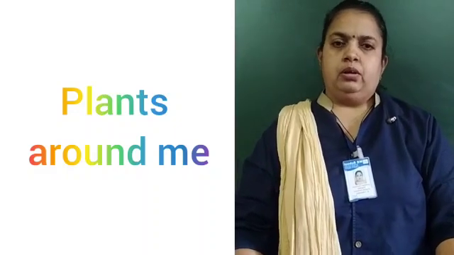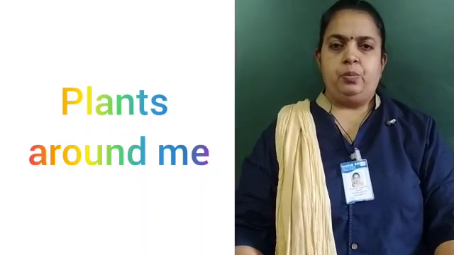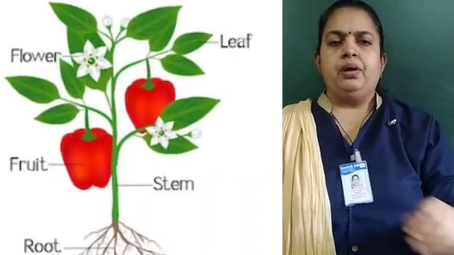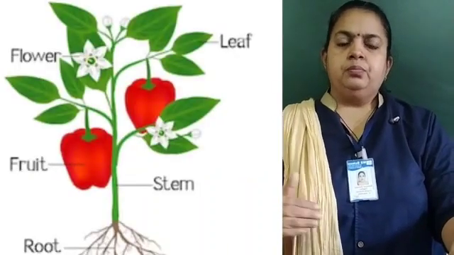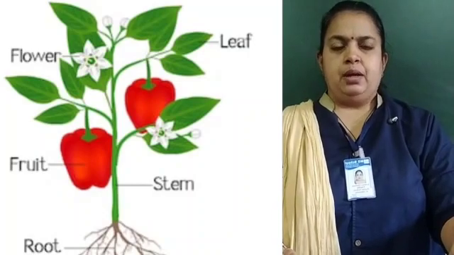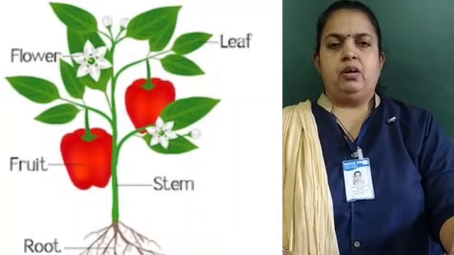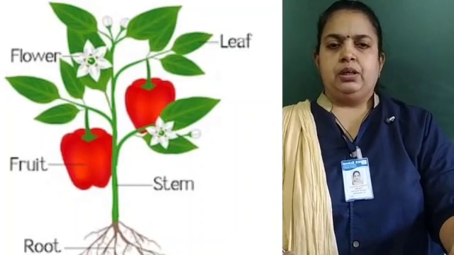Now come, let's learn the chapter plants around me. Kids, as I have told you, the first chapter's name is plants around me. The first topic is parts of the plant. As you can see in the pic, the first part is a flower, then leaf, then stem and the roots. So I will be teaching you the function of the roots. What is the function of the roots?